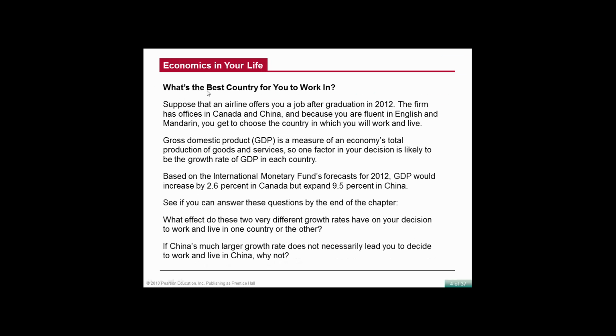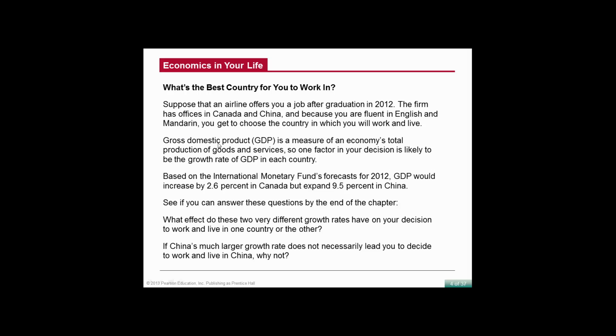So what's the best country for you to work in? This is an economics of life question from the book. Suppose that an airline offers you a job after graduation in 2012. The firm has offices in Canada and China. Because you are fluent in English and Mandarin, you choose the country in which you want to live and work.